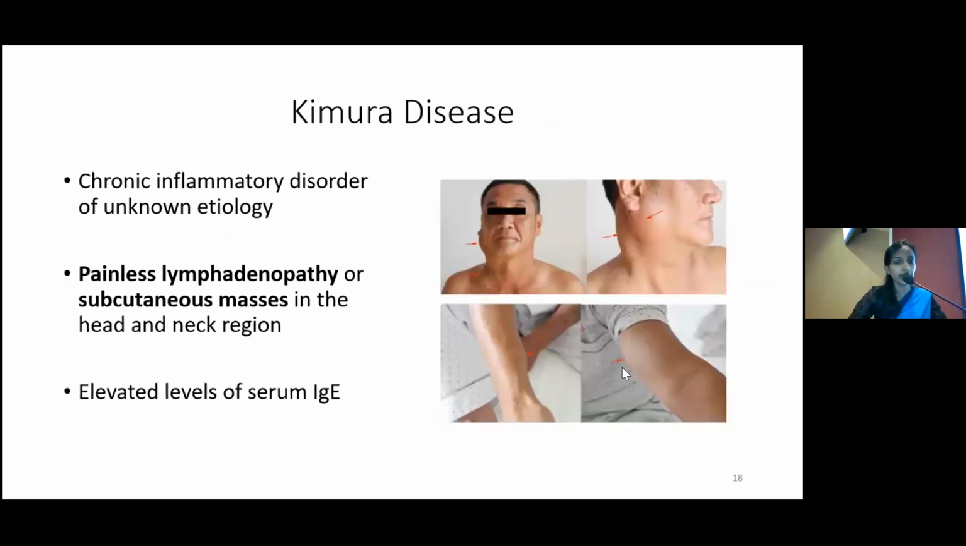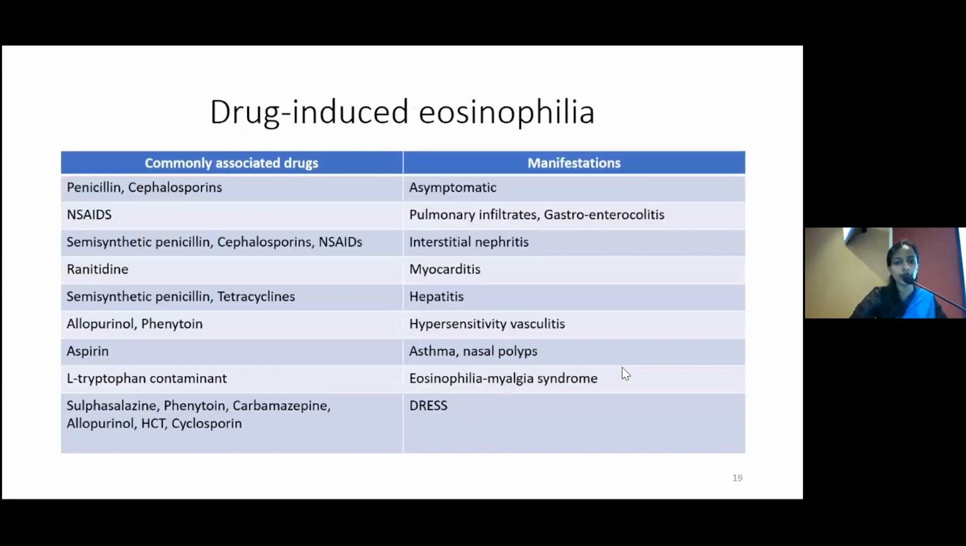And then there's another entity called Kimura disease, which is a chronic inflammatory disorder of unknown etiology. These patients usually present with painless lymphadenopathy and subcutaneous masses, predominantly in the head and neck region, but these masses can occur elsewhere also. And this is associated with high IgE levels.